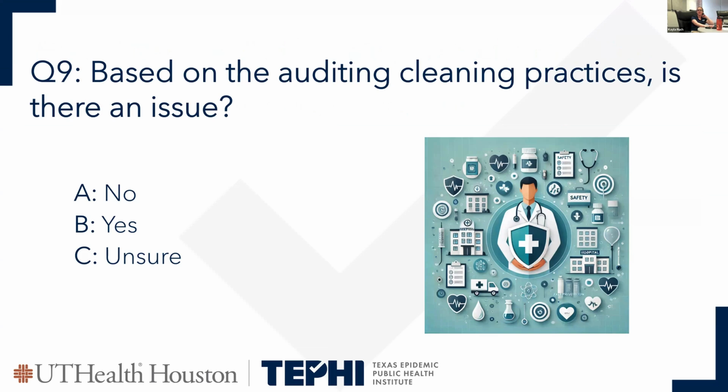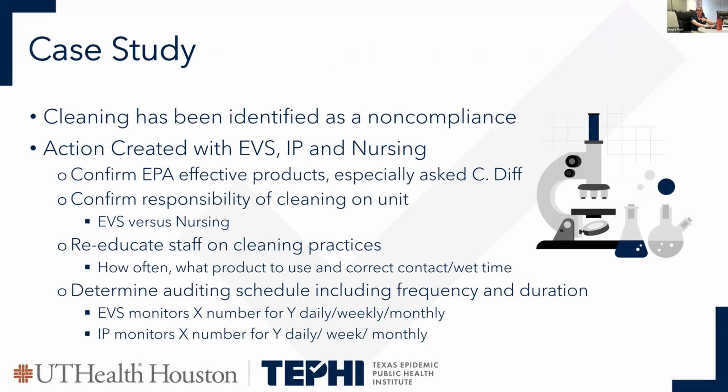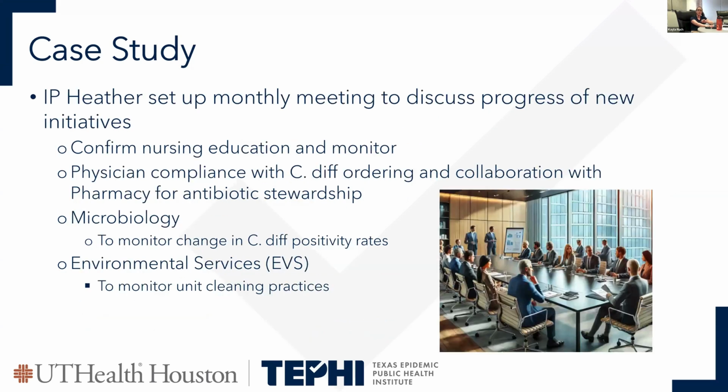A, no. B, yes. C, unsure. Yes, that's right. B is yes, there is a problem, since we're not seeing all passes, which we should. So you want to discuss non-compliance and create an action plan with key stakeholders. It's collaborative. Who is responsible for cleaning the unit? Is it EVS or is it nursing? Some of these are shared responsibilities. Re-educate on cleaning practices, and then audit the schedule and determine together what the frequency and duration should be. So, breaking it down, EVS will monitor and do so many audits, and IP will do so many audits as well, and then discuss the findings.